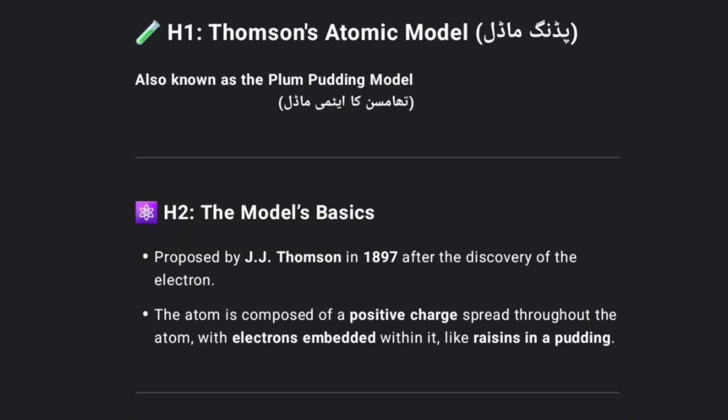Thomson's atomic model, also known as the plum pudding model. The model's basics: proposed by J.J. Thomson in 1897 after the discovery of the electron. The atom is composed of a positive charge spread throughout the atom with electrons embedded within it, like raisins in a pudding.